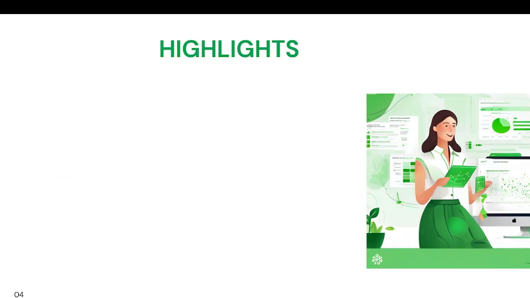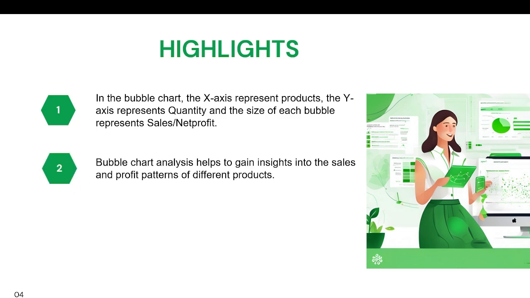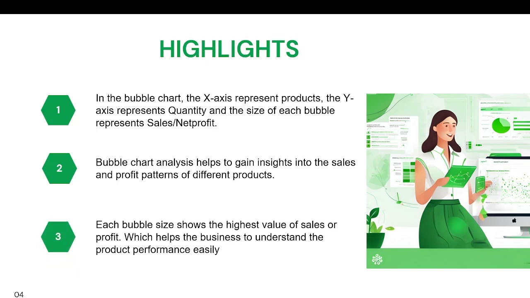Now let's quickly understand the highlights of this video. In the bubble chart, the x-axis represents products and y-axis represents quantity and the size of each bubble represents sales or net profit. Bubble chart analysis helps to gain insights into the sales and profit patterns of different products. Each bubble size shows the highest value of sales or profit, which helps the business to understand the product performance easily.